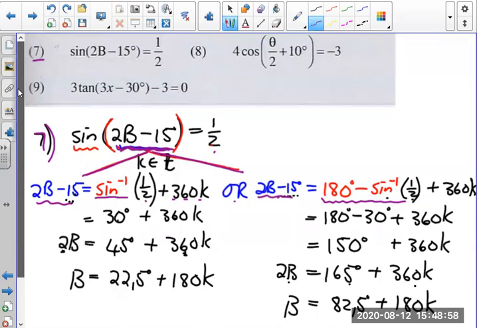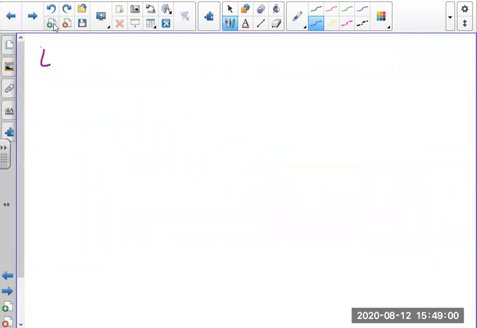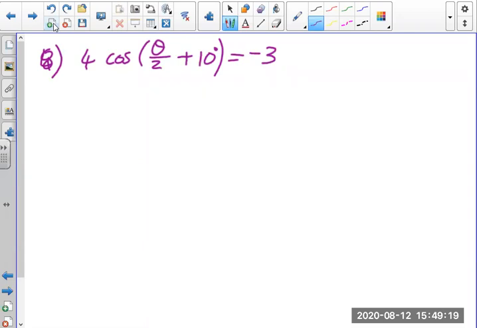Let's look at number 8. I'm going to do number 8 here. Number 8 says 4 cos theta over 2 plus 10 is equal to minus 3. So we must get cos something alone. So cos theta over 2 plus 10 is equal to, and I must divide this 4 away, so I have minus 3 over 4.